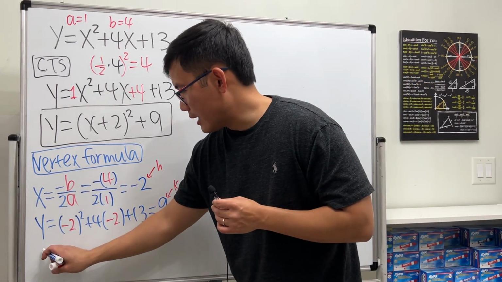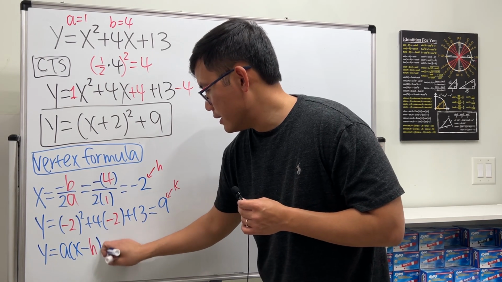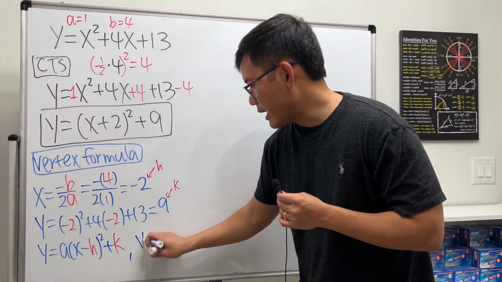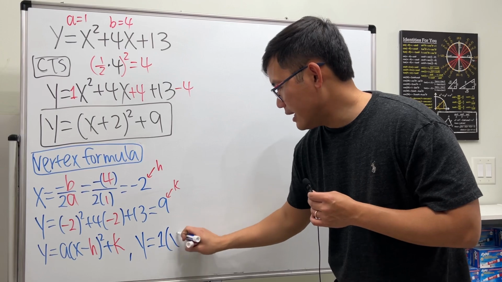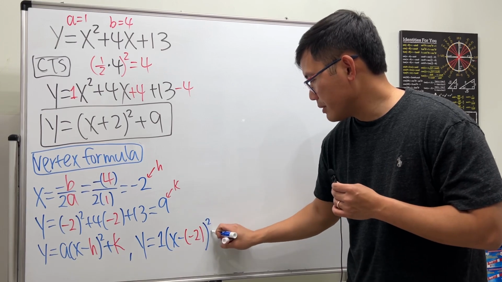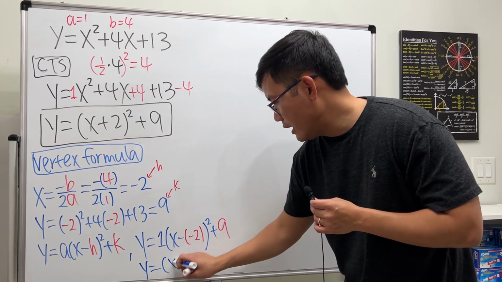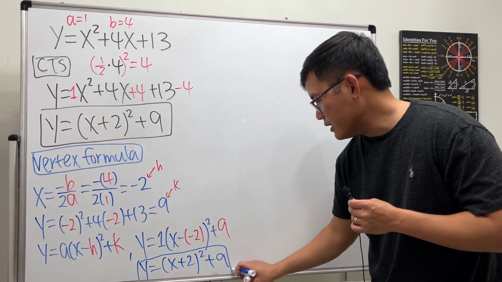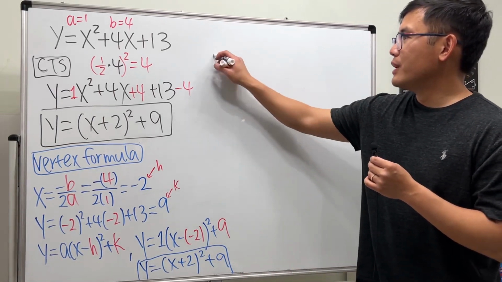And the formula is y is equal to a times x minus h squared plus k. So of course we can just put everything in now. So we have y equals a is still the same as that, so it's just 1 times x minus negative 2 squared plus k, which is 9. And of course, the 1 doesn't matter. You can just write y equals x plus 2 squared and then plus 9. And here is the vertex form, just like what we got earlier. Same thing, of course.